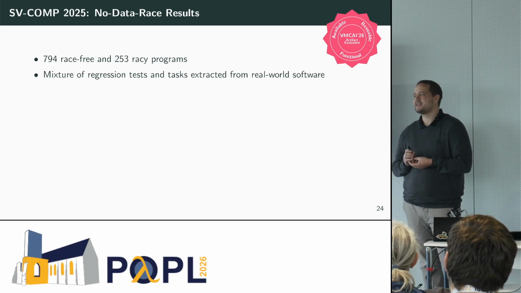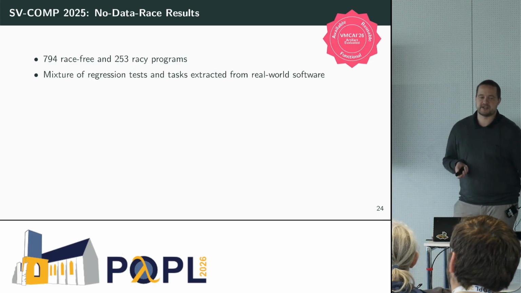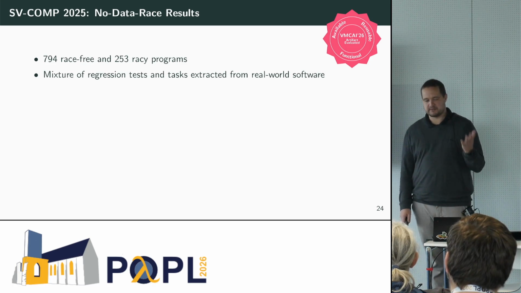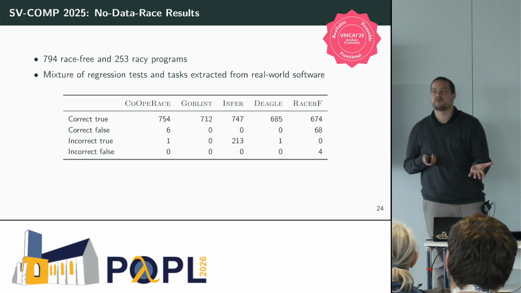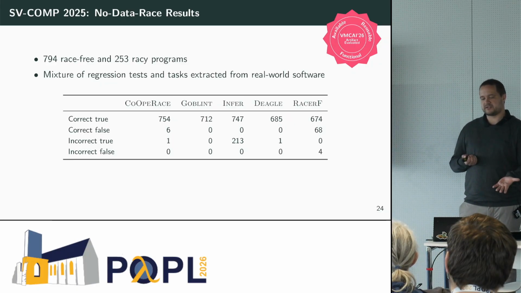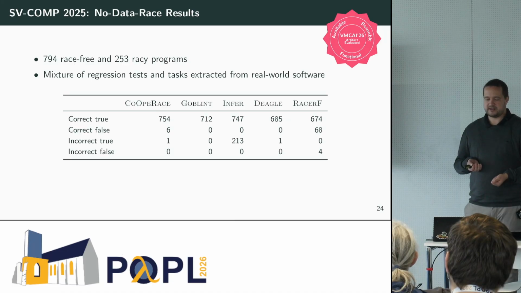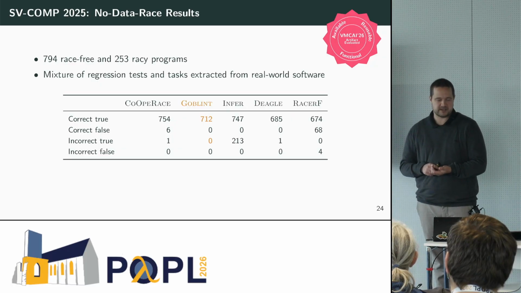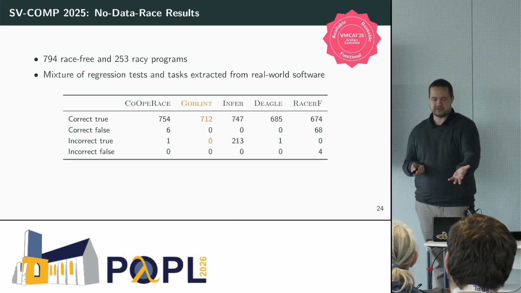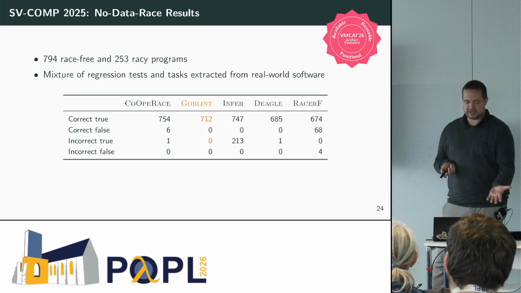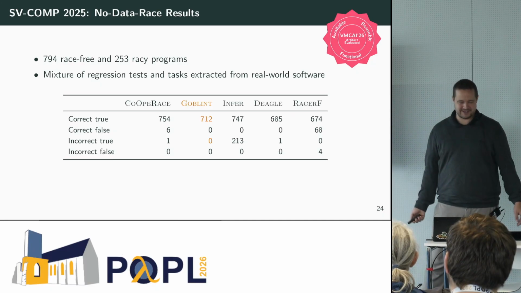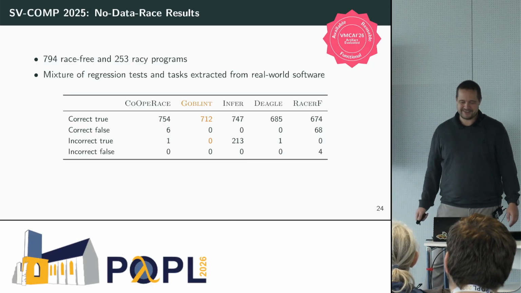So the benchmark set in SVComp consists of about 800 race-free programs and about 250 racy programs. And it's a mixture of regression tests and tasks that are extracted from real-world software. If you look at the tools that competed and got a significant score in this category, then we see that Goblint here is the only tool that did not produce any false negatives. And also the overall number produced by the tool is quite impressive. And this cooperating tool here actually also incorporates Goblint as one of its components. So this is not quite a fair competition.